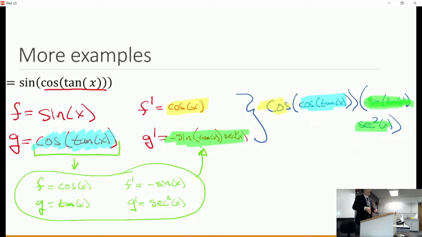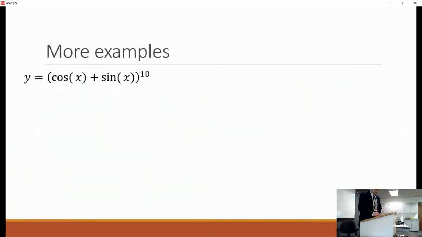I know it's like doing these multiple levels of the chain rule. Let me see if I've got one for you to practice, or rather one that I care for you to practice. I might not. That one's easy. Oh, this one's a good one. Okay, let's do this one, and then we'll go back. I've got one more slide that I want to make sure I do.